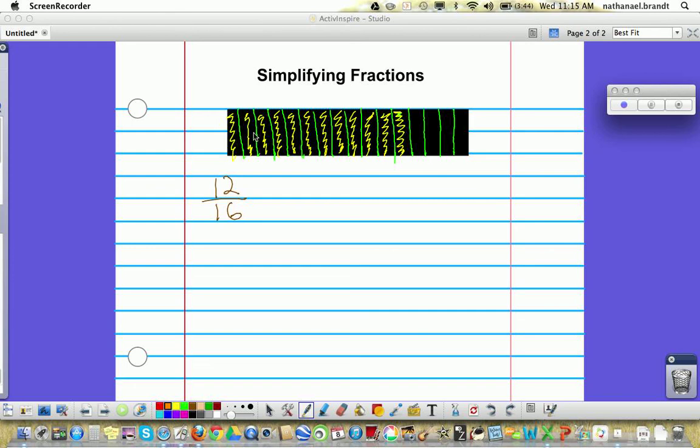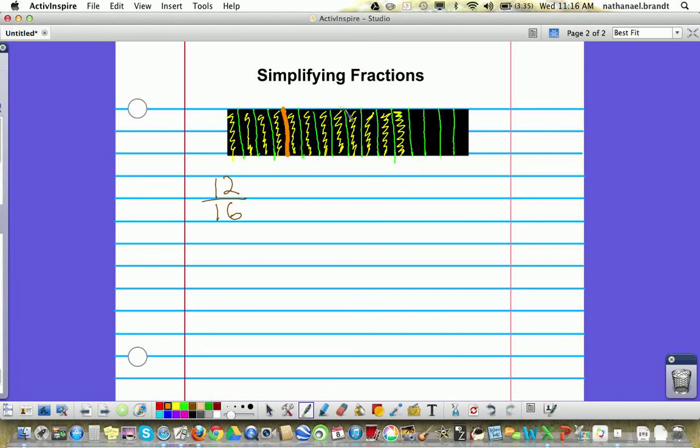So right here, I've got 12/16 represented. It's a candy bar with 16 pieces, and 12 of them are left. For simplest form, we want to try and group the smaller pieces into equal sized bigger pieces. For this example, 12/16, I know that I can put each group into 4 pieces. I can't do any smaller or any bigger pieces than this.